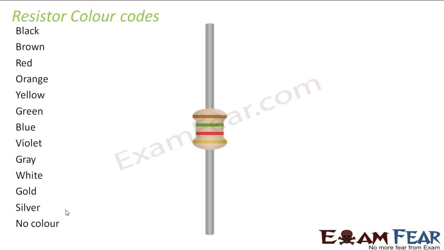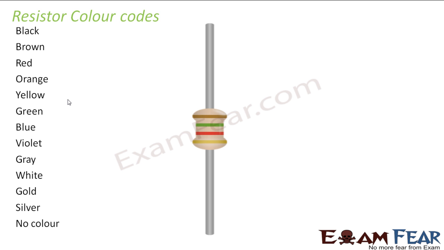Color coding is done to make it convenient for the user to know the resistance of a resistor. Carbon resistors normally have different colored bands, different rings like this. As you can see in this figure, these are the different rings, and they are of different colors, and each color has a specific meaning. By looking at these colors, you can calculate how much resistance this resistor offers. Right? So how do we do that calculation? Let us look at the color coding part.